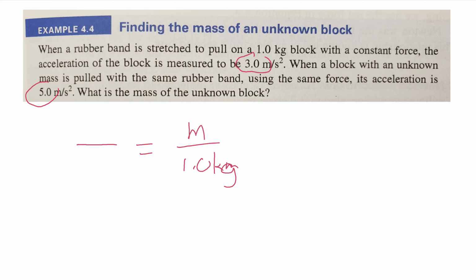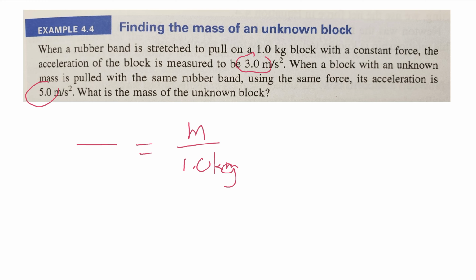No, we know the acceleration. Acceleration is going to go on the left side. The acceleration for the mass that we knew is on the bottom, which was 3 meters per second squared. Except, this is inversely proportional. So that means it needs to go on the top, because it's inversely proportional. If it was directly proportional, then it would go on the bottom.